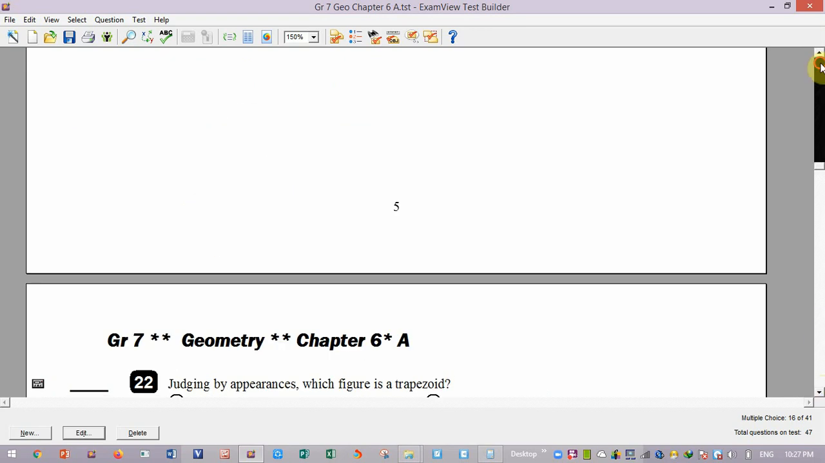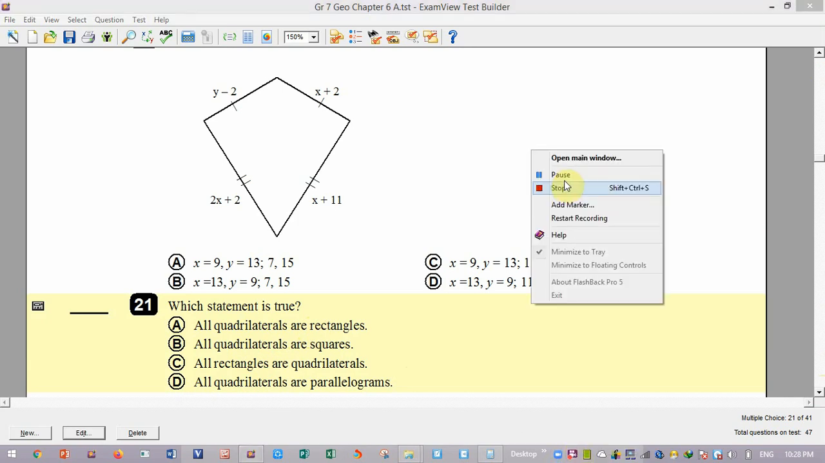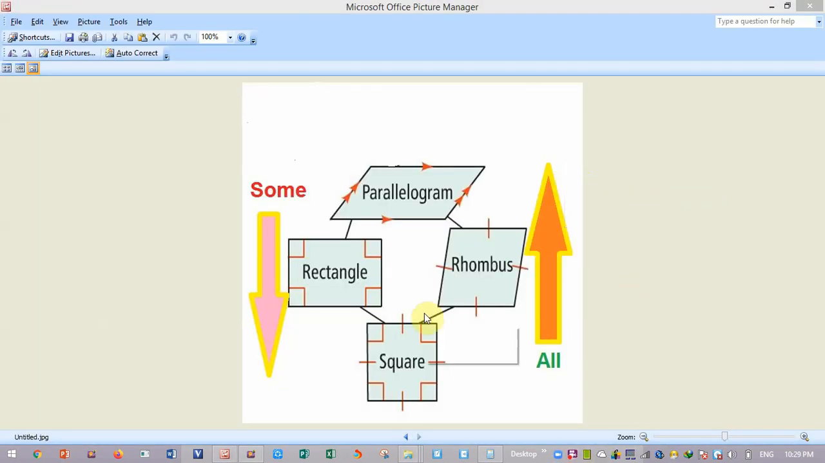21. Where's 21? Yes. Which statement is true? All quadrilaterals are rectangles. Wait. Remember this chart: from down to up, all; from up to down, some. All squares are rhombuses and rectangles and parallelograms. All rhombuses are parallelograms. All rectangles are parallelograms. And some parallelograms are rectangles, some are rhombuses, some are squares. Some rectangles are squares, some rhombuses are squares.